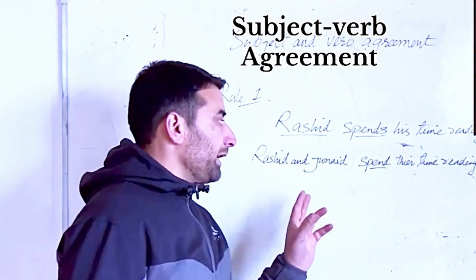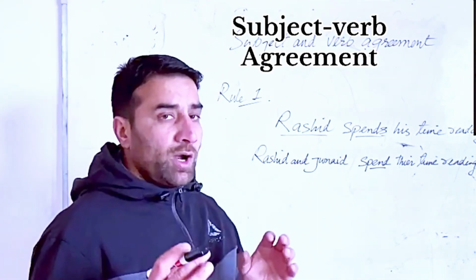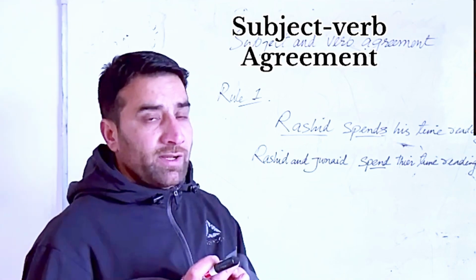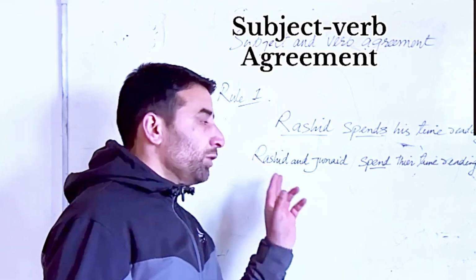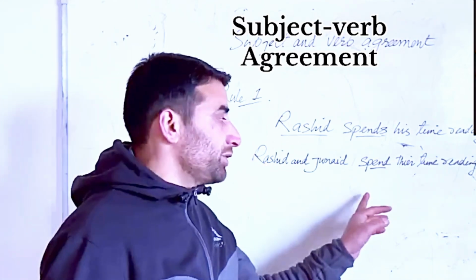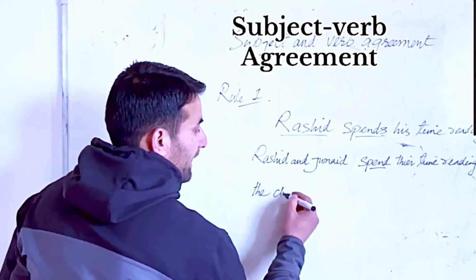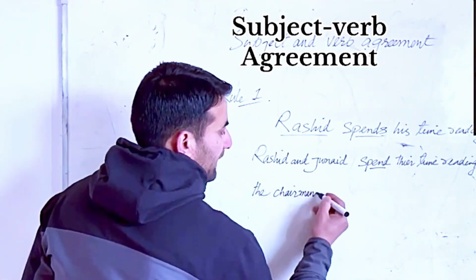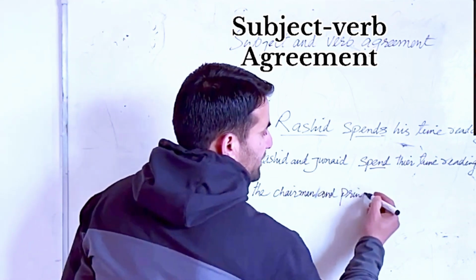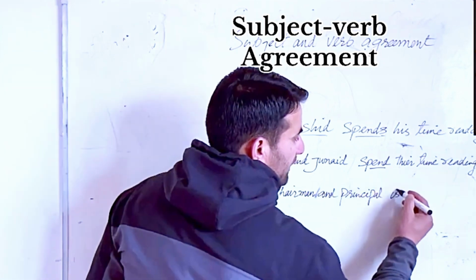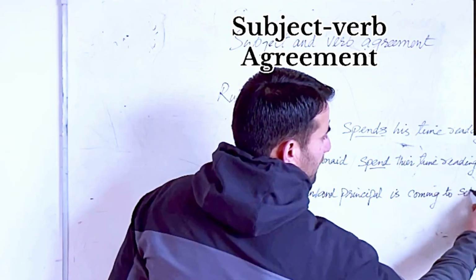If we write and, here it is and, it is a conjunction. If we join two words or two noun phrases with the help of and, but we are talking about only one person, then that is known to be a singular subject and it will take a singular verb. Let us go for an example, like the chairman and principal. The chairman and principal is coming to school.